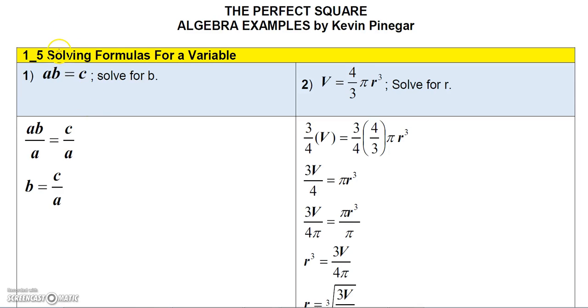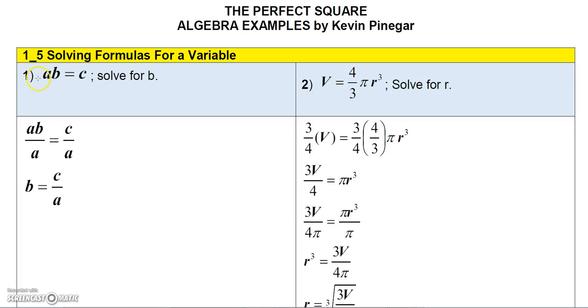There are going to be times when you are given a formula and you have to solve that formula for another variable in the formula. So let's take a look at some problems here that involve those types of problems.